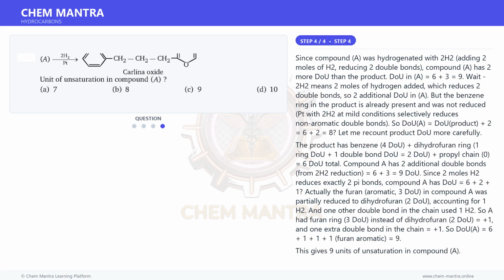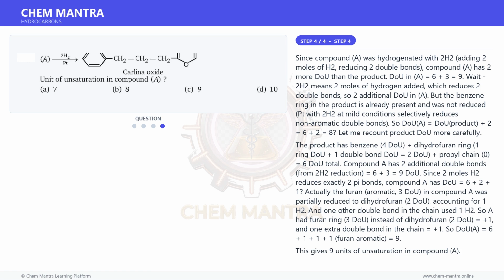Since compound A was hydrogenated with 2 H2, adding 2 moles of H2 reducing two double bonds, compound A has 2 more DU than the product. DU in A is equal to 6 plus 3 equals 9. Wait, 2 H2 means 2 moles of hydrogen added, which reduces two double bonds, so 2 additional DU in A. But the benzene ring in the product is already present and was not reduced. Pt with 2 H2 at mild conditions selectively reduces non-aromatic double bonds. So DU A is equal to DU product plus 2 is equal to 6 plus 2 equals 8.